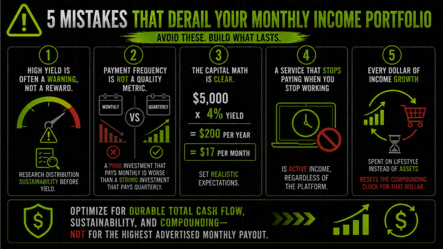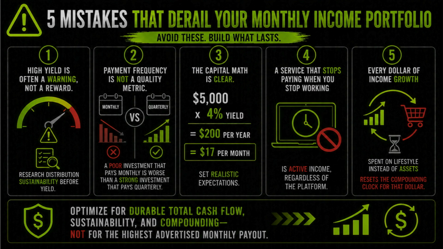Here are 5 mistakes that derail monthly income portfolio construction. 1. High yield is often a warning signal, not a reward. Research distribution sustainability before yield. 2. Payment frequency is not a quality metric. A poor investment that pays monthly is worse than a strong investment that pays quarterly. 3. The capital math is clear. $5,000 at 4% yields $17 per month, so set realistic expectations.